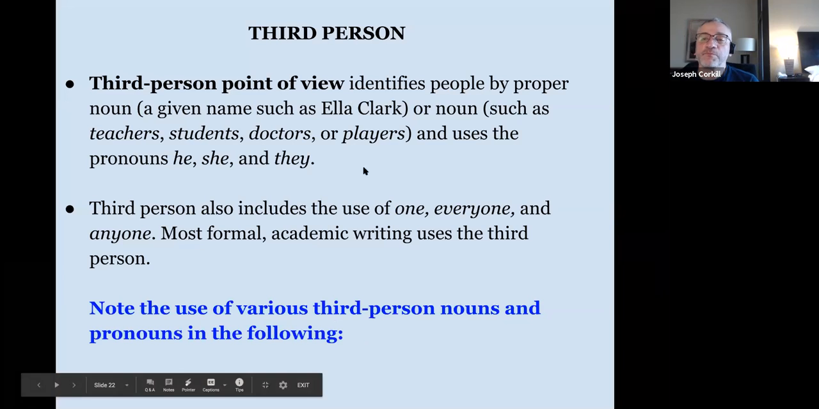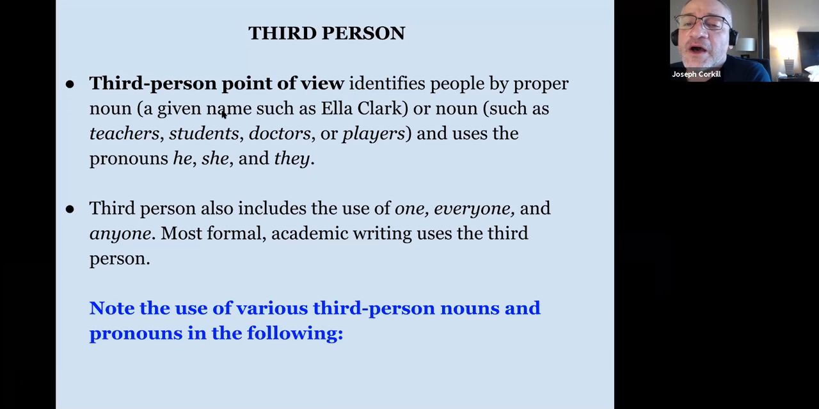Okay. And then there's third person. Third person point of view identifies people by proper noun, given names such as Ella Clark, or nouns such as teacher, student, doctors, or players, and uses the pronouns he, she, and they. Third person also includes the use of one, which is what we use a lot in this type of writing, and everyone and anyone. Most formal academic writing uses the third person.